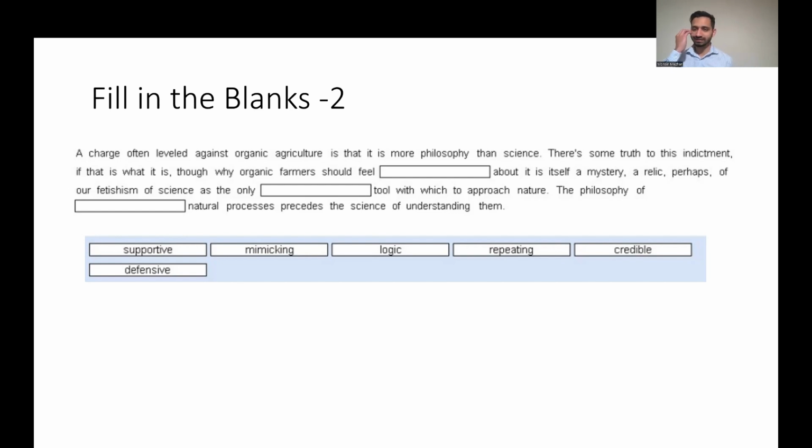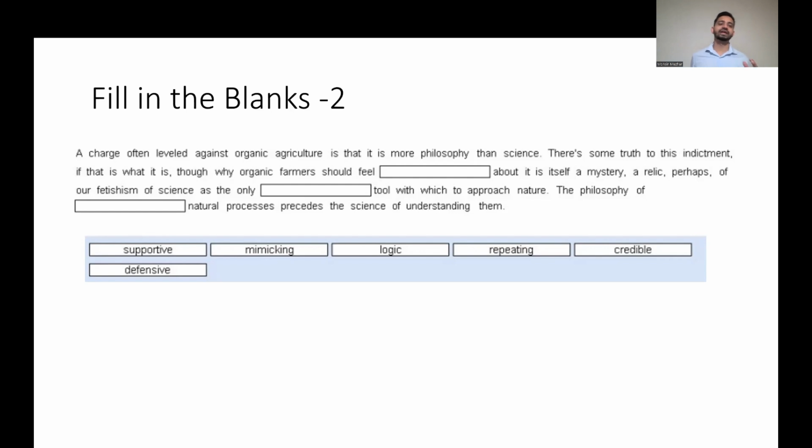I'm not even looking at the options in the box, but I'm just thinking of what it could be. Though why organic farmers should feel something. It's an emotion, right? We're looking for an emotion of what they should feel. So should they feel supportive, mimicking, logic, repeating, credible, defensive? I think there are two options to decide from here. They're supportive or defensive, right?